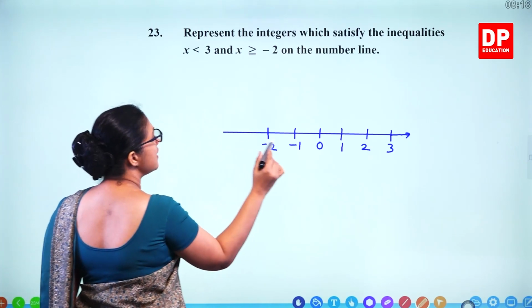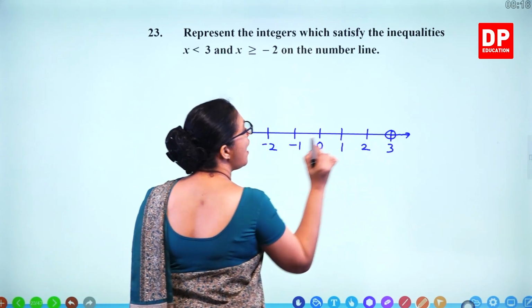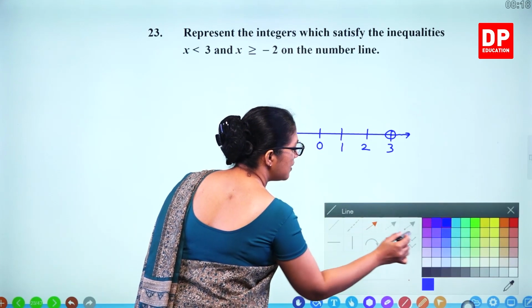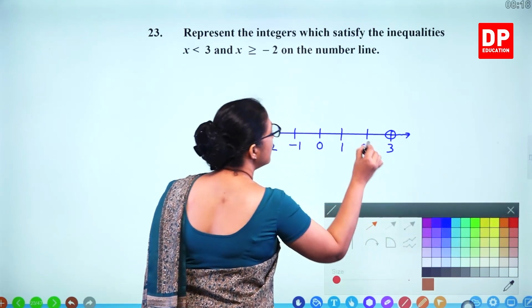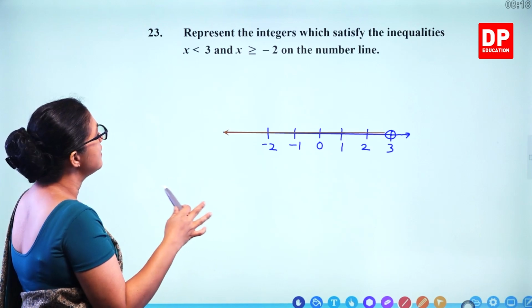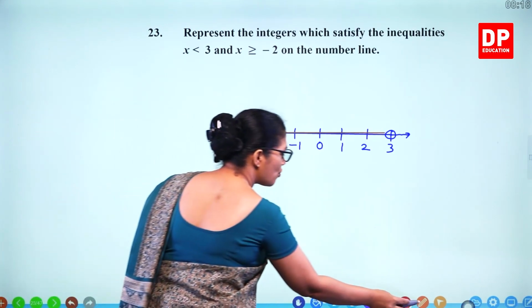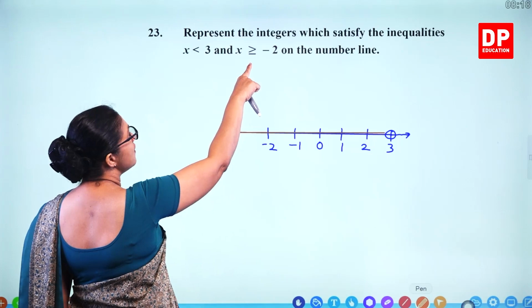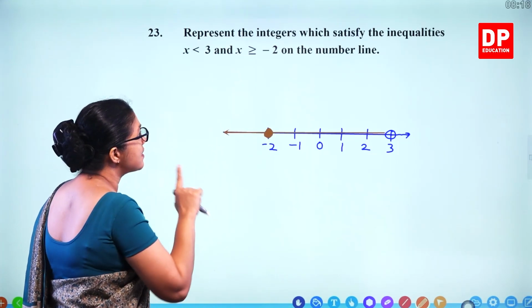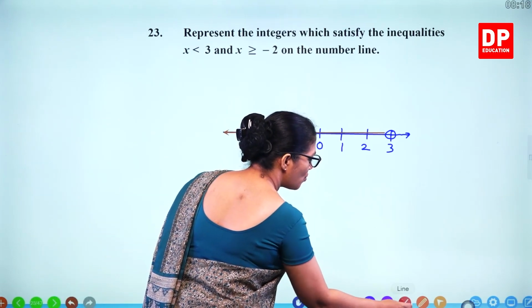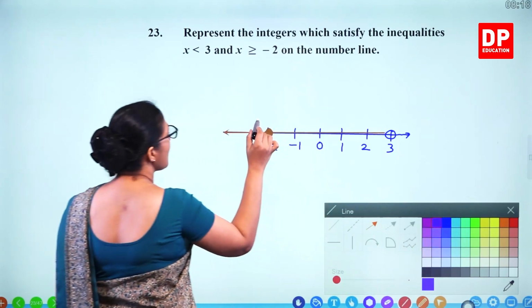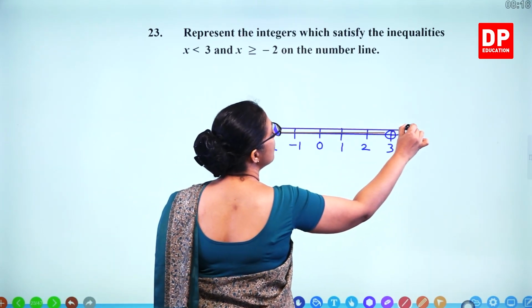x less than 3. 3 is not included. So you draw an open circle and draw the line to the left. That's less than 3. Now greater than or equal to -2, how you draw? This is equal to -2. You have to draw a solid circle, and now it's greater than or equal to -2. So I'll select another color here, to this way.